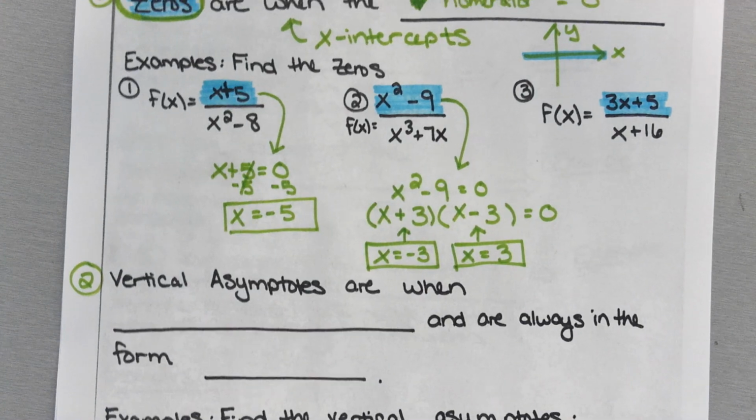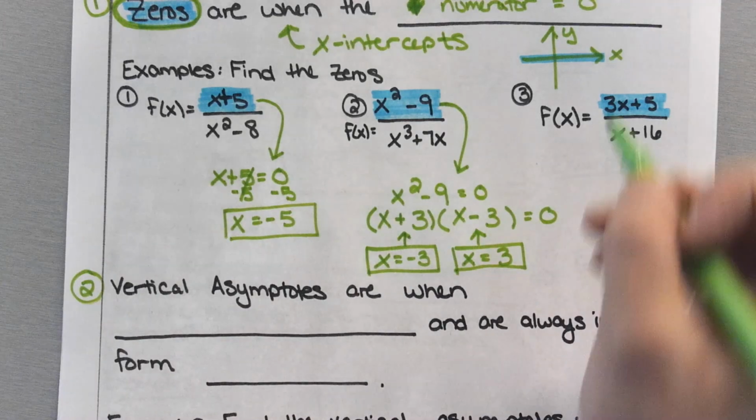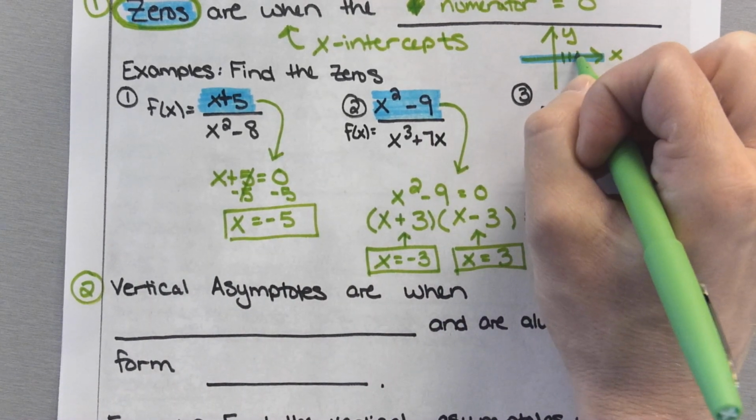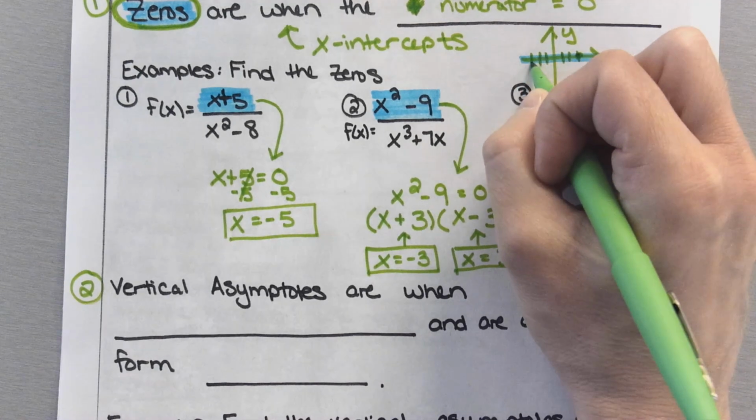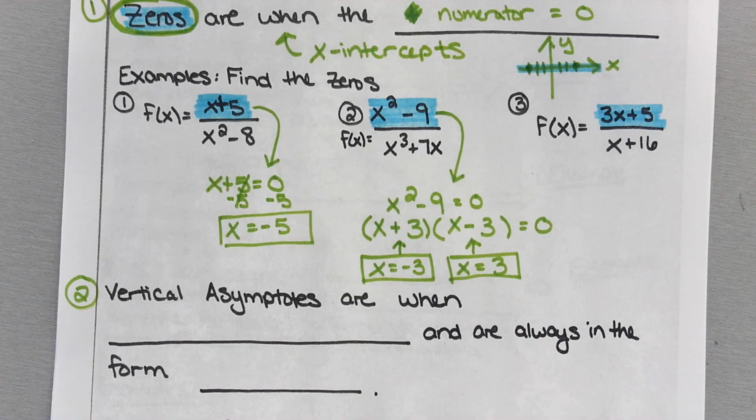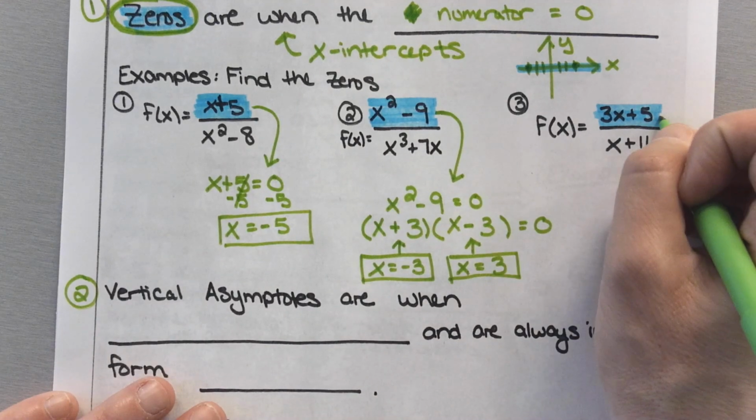So again, if we think back to yesterday and we're graphing, if I were graphing this, I would say, okay, I have a point at +3, and I have a point at -3, and those would be 2 points that would for sure be on my graph.